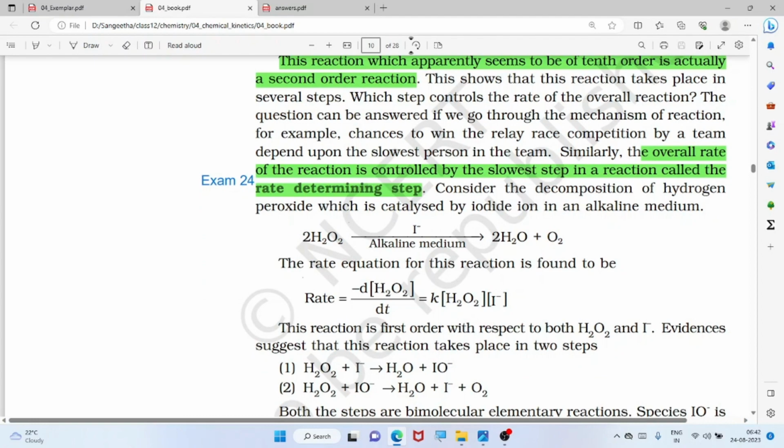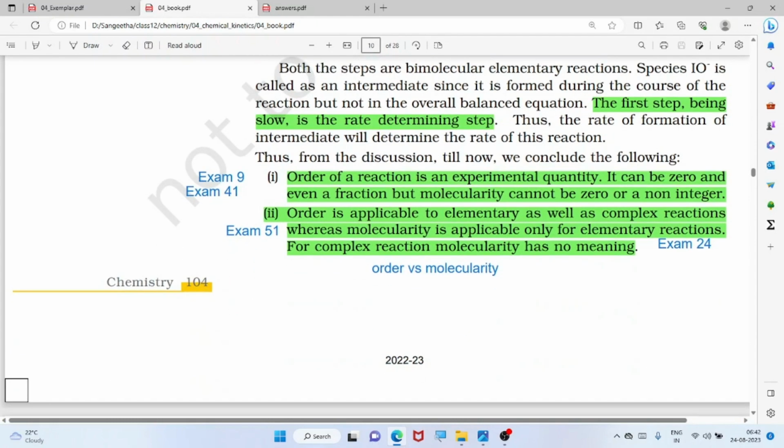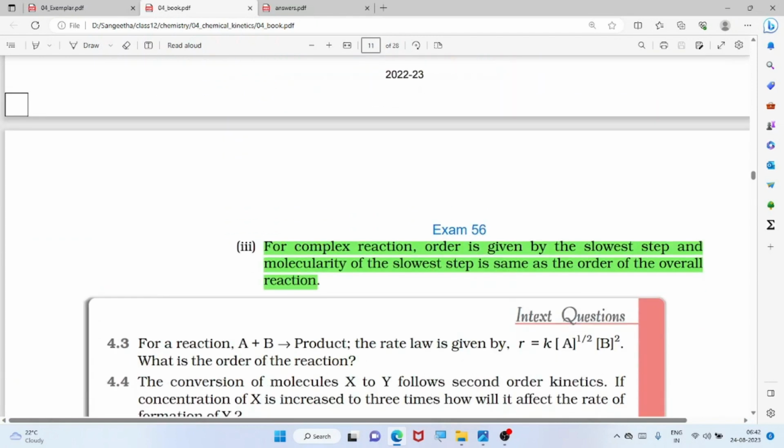The overall rate of the reaction is controlled by the slowest step of the reaction, the rate determining step. So based on that, the order of the reaction can be 0 or even fractional, but molecularity cannot be 0 or non-integer. For a complex reaction, the order is given by the slowest step, and the molecularity of the slowest step is the same as the order of the overall reaction.